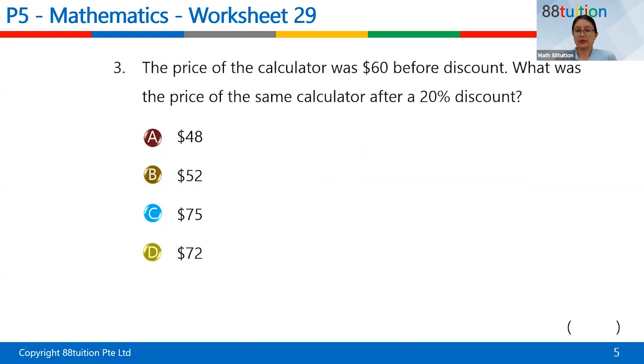Okay. The price of the calculator was $60 before discount. What was the price of the same calculator after a 20% discount? You're finding the price. Okay. So the short way is we can do a mental sum. We know 100 minus 20 is 80. That means you are paying 80% of the original price. Of course, the long way is you find 20%, and then after that you take the original minus that discount. Yeah. So this we can sum.